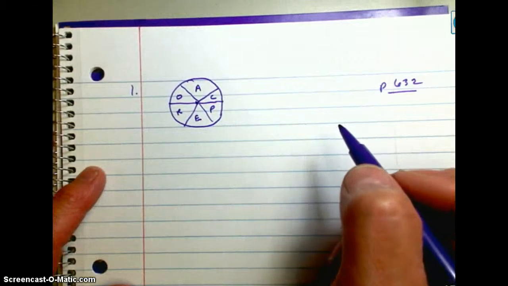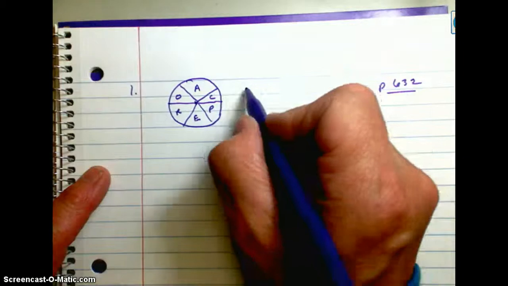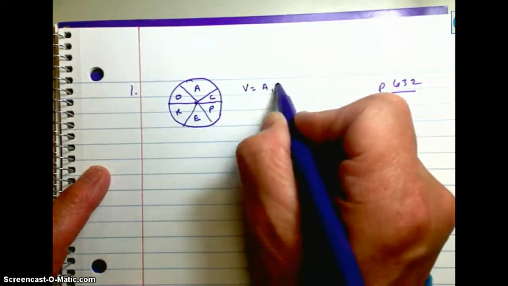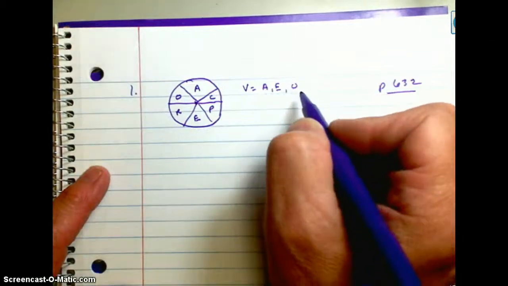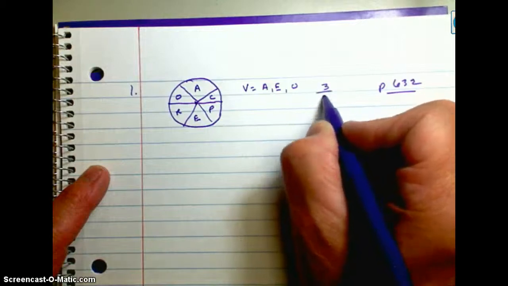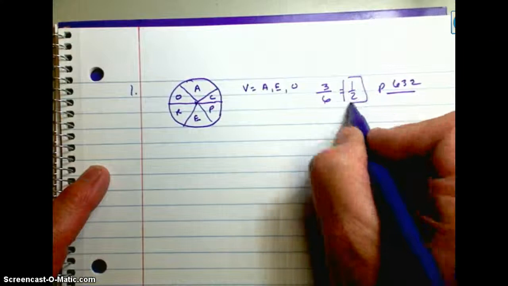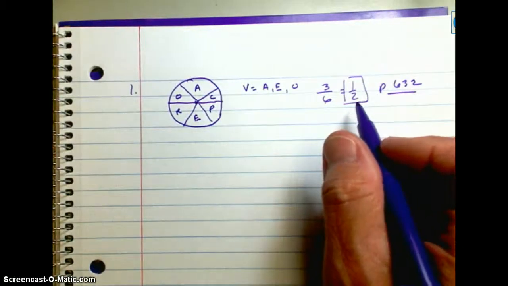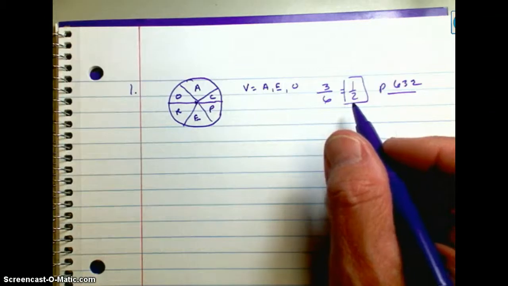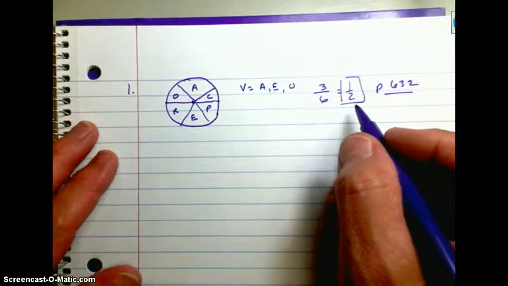So what are the favorable outcomes for landing on a vowel? Well, in this particular spinner, a vowel would be A, E, and O. So the chances of landing on A, E, or O are 3 out of 6. We always want to simplify that, so it would be 1/2. So we have a 1 out of 2 chance of landing on a vowel. Now, of course, the complement of that would be not landing on a vowel, which would be half as well, so 1 out of 2.